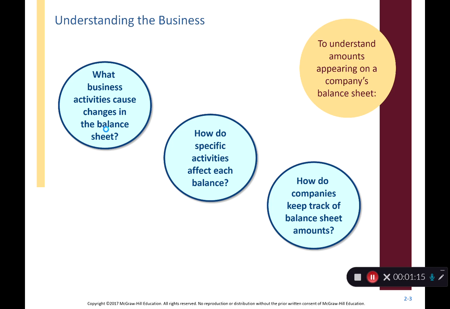We're going to figure out what kind of transactions would impact balance sheet items. Remember, our balance sheet items are our assets, liabilities, and equities. So an example might be buying equipment. Buying equipment would affect the balance sheet because we would have equipment, which is an asset, and we'd be giving up cash, another asset, in order to purchase the equipment.